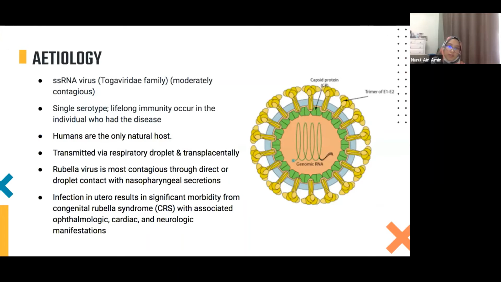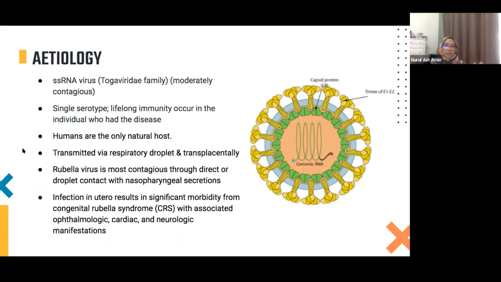It's caused by a single-stranded RNA virus in the Togaviridae family, and it is moderately contagious. So not highly contagious as previous. It also has a single serotype with lifelong immunity, and humans are the only natural hosts.